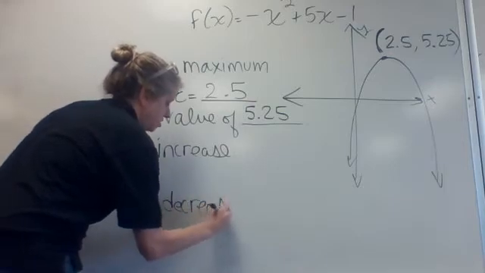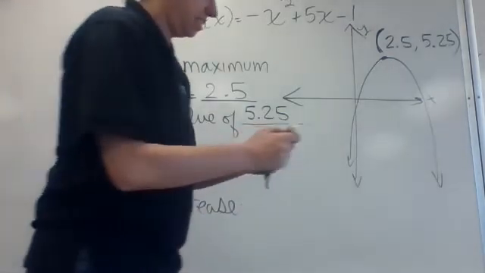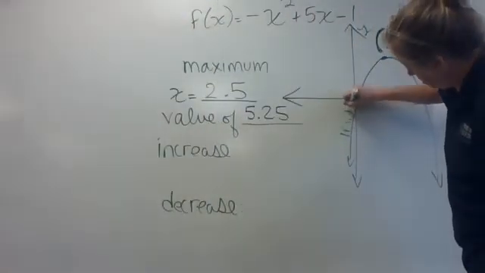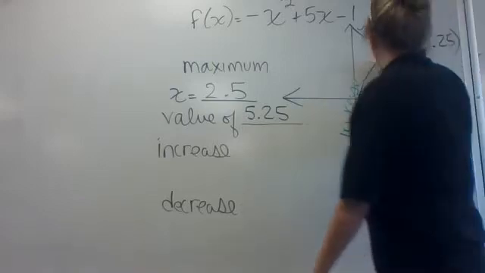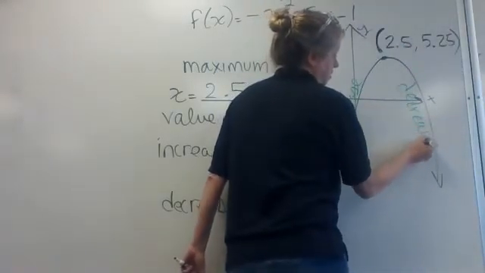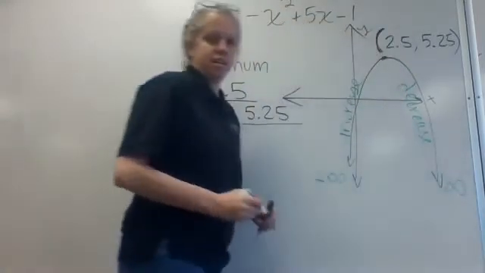And then it asks you, so where is it increasing and decreasing? This left side of the vertex, the values are going up. So there's your increase. Once it hits the maximum, it starts to fall. It starts at negative infinity and ends at positive infinity.